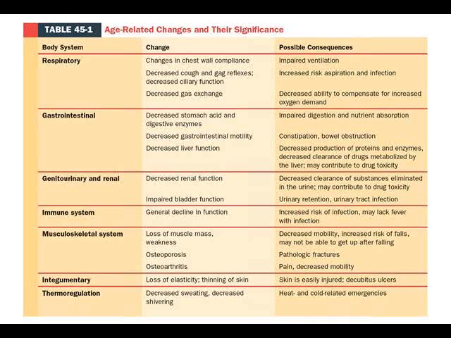Genitourinary and renal. They have decreased renal function, kidneys are wearing out, so they're not eliminating substances quite as easily. Again, that can lead to a drug toxicity. Impaired bladder function. Either they get urinary retention, which is fairly common in men because of a problem with the prostate gland being hypertrophied or overgrown, or they may get urinary tract infections if they retain urine. Or there's the other side of it, in which they become urinary incontinent. They can't hold their urine.